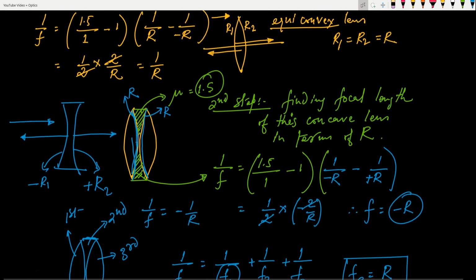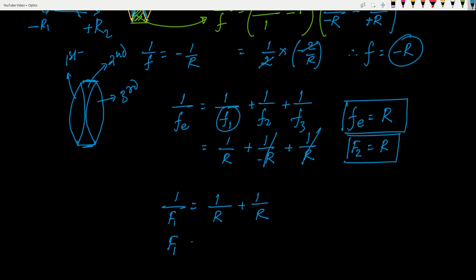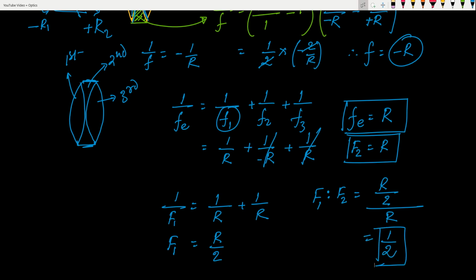Now in order to find f1, again it's very easy. So you can say that 1 by f1 is equal to, if we combine both the convex lens, we know the focal length for convex lens is r. So 1 by r plus 1 by r, we can find out that f1 is equal to r by 2. Okay, therefore the ratio of f1 to f2 is r by 2 divided by r. So basically it is half. Okay, so these are the basic steps in which you need to solve this question. That is, you need to find out focal length in terms of r, and then compare.